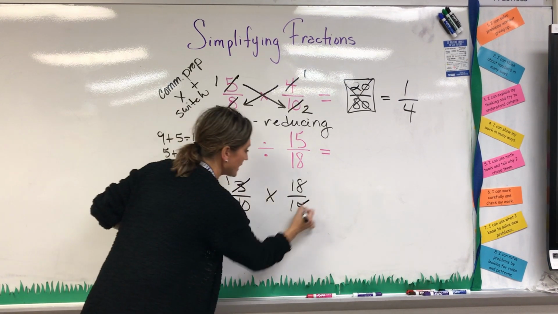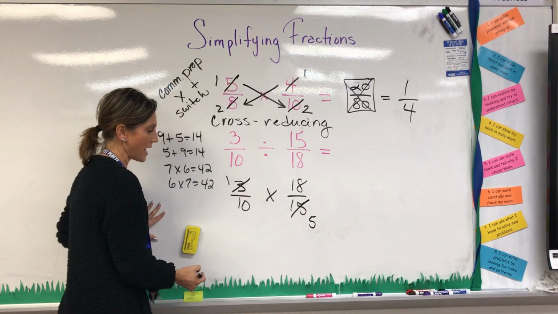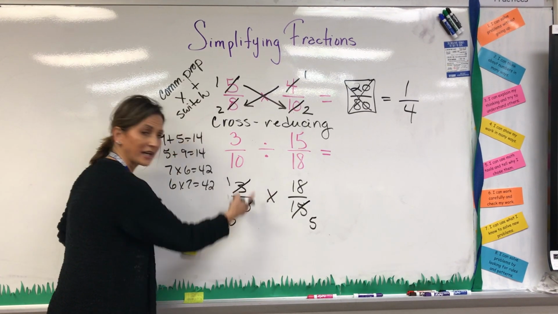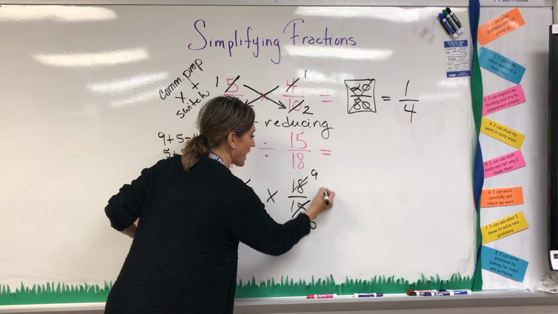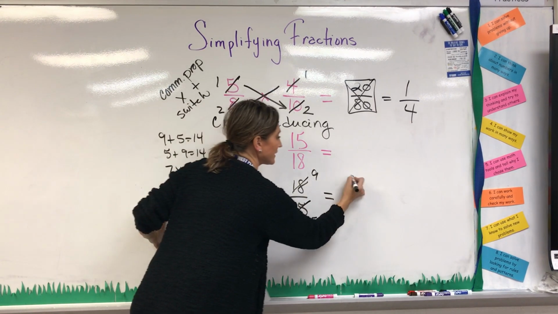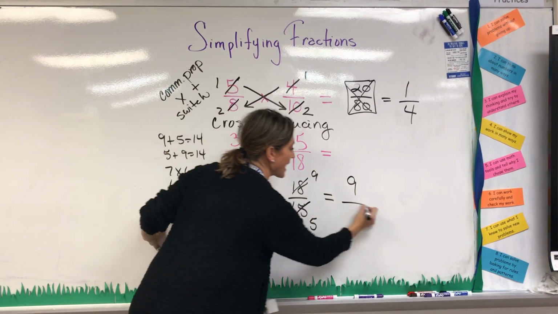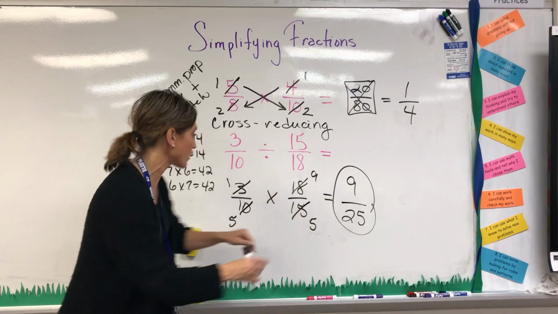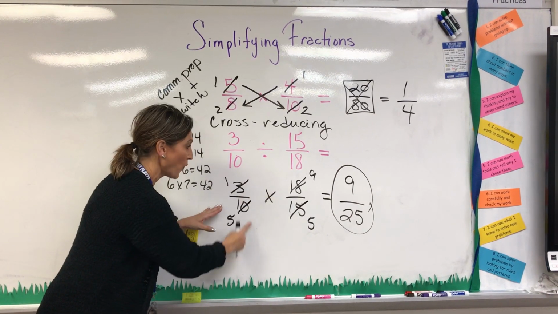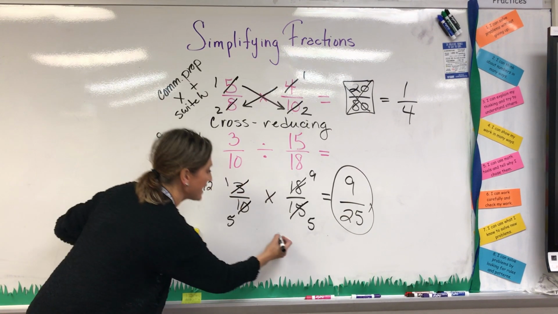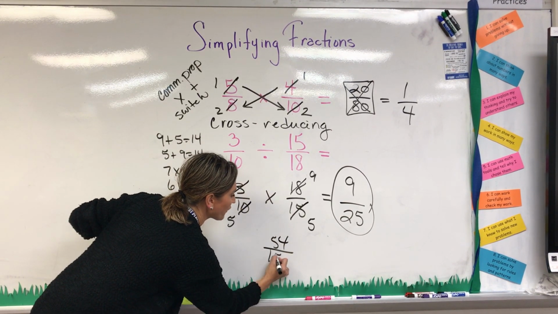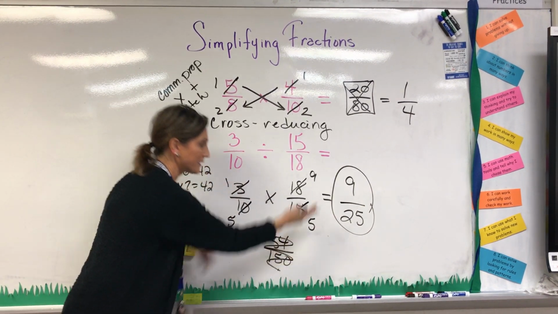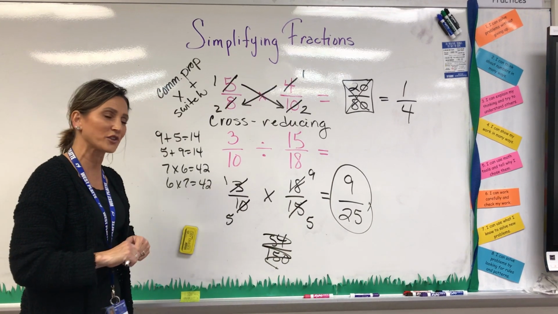3 goes into 3 once, 3 goes into 15 5 times. Both of these have a factor that is in common, known as 2. 2 into 10 goes 5. 2 into 18 goes 9. 1 times 9 is 9. 5 times 5 is 25. And that is now in simplest terms. And I don't have to try to do 3 times 18 or 10 times 15, which are big numbers for them. In fact, that's 54 over 150. And they look at me and go, I don't know what goes in there. So instead of waiting to the end, do it as soon as you can. It makes it easier on our students.